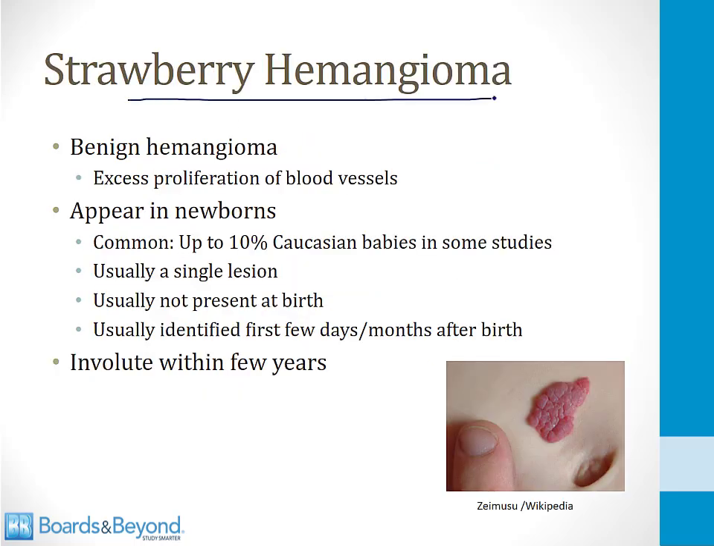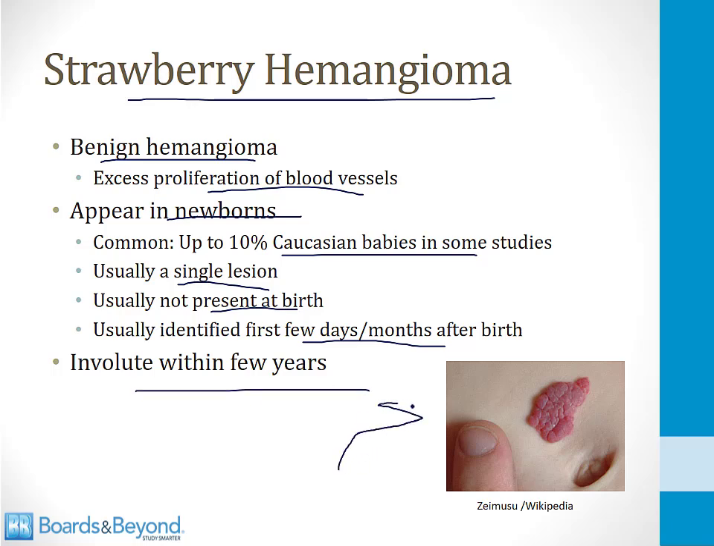A strawberry hemangioma is a benign hemangioma. It's a benign proliferation of blood vessels. These are classically found in newborns. Up to 10% of Caucasian babies in some studies have the presence of a strawberry hemangioma. Usually it's a single lesion, and interestingly, these usually aren't seen at birth, but they're identified in the first few days or months after the baby is born, and they usually go away within a few years.